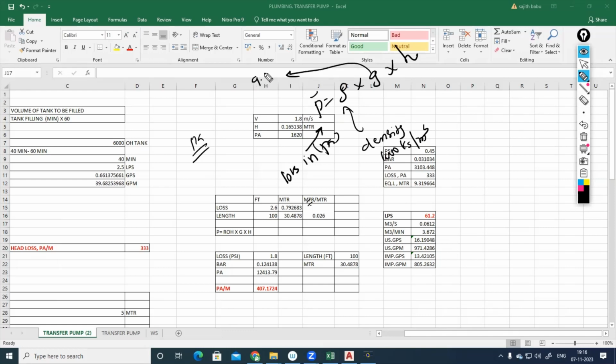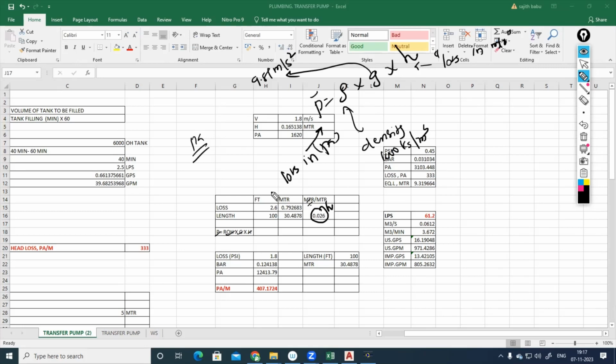The value will be 9.81 meter per second square. H is pressure loss or head loss in meter. This only we found. So this is the H value. If you know H, you can multiply with the density and gravity, and you can find P. P is equal to rho into G into H.